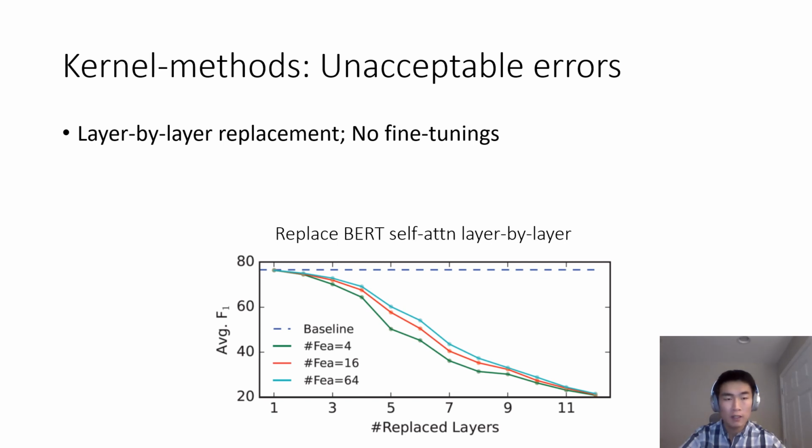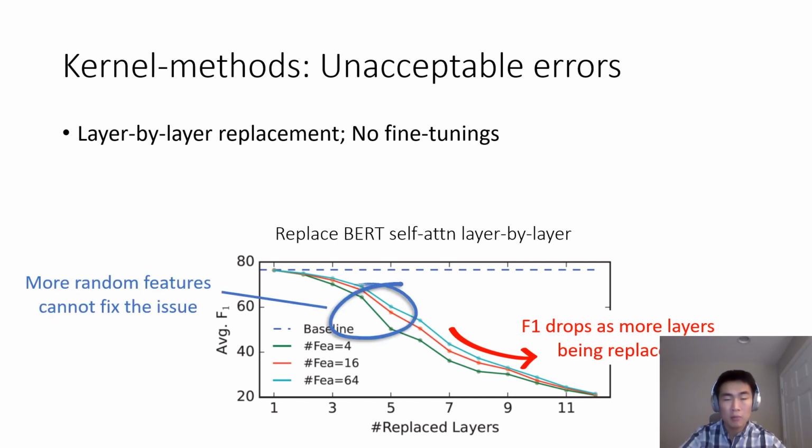To verify our conjecture, we try to do a layer-by-layer replacement. We do not do any fine-tunings here. From the diagram, we can see that as we replace more and more layers, the performance of the model drops accordingly. Note that the kernel methods would use random features to approximate the matrix multiplication.